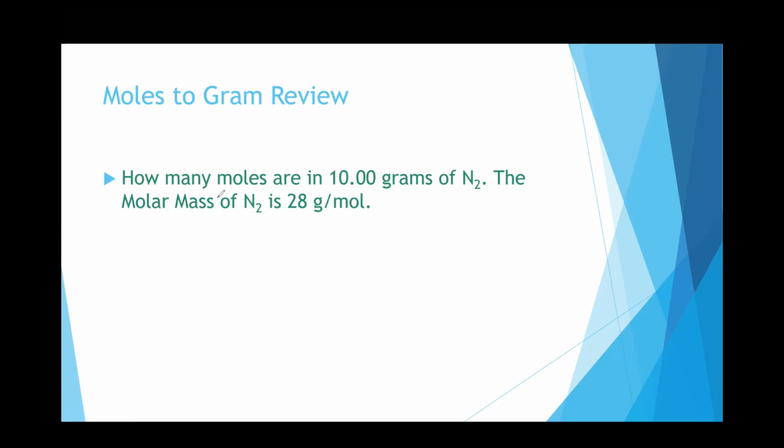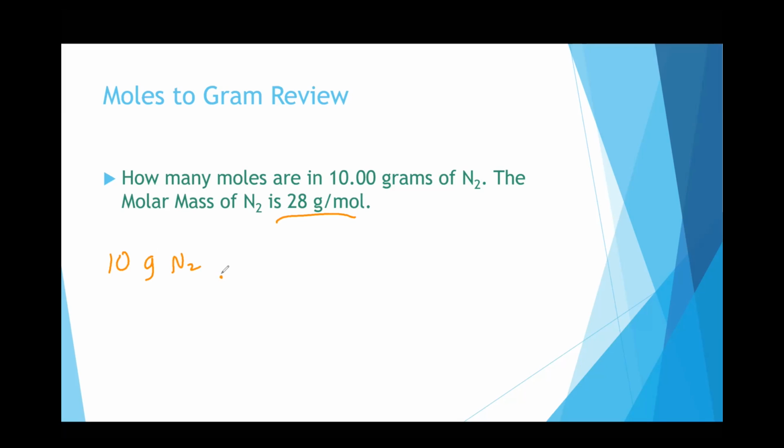This is honestly just a conversion factor, stoichiometry problem, whatever you like to call it. So we always start with what we have. We have 10 grams of N2. But what do we want? We want moles. And the only way we could get from grams to moles is molar mass. So we want to multiply by that constant.